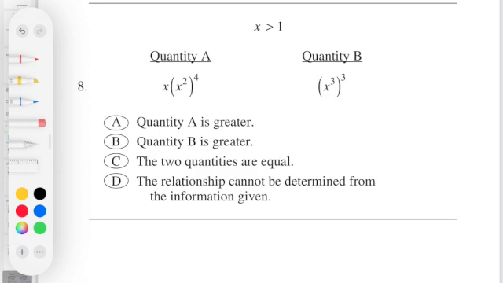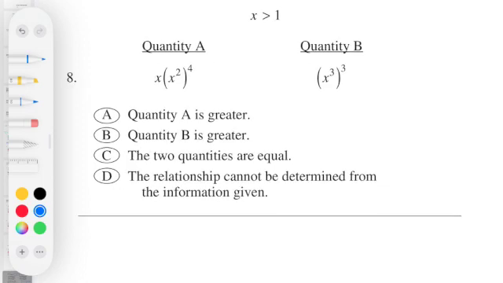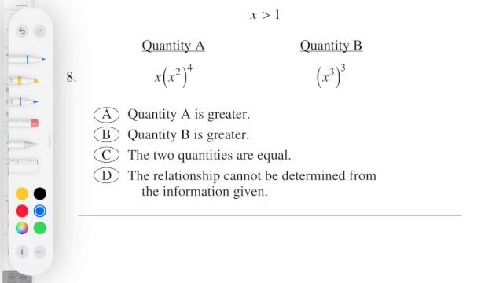X is greater than 1 is what we're told here, and we have quantity A, which is x times x squared to the 4th, versus quantity B, x cubed to the 3rd. So x times x squared to the 4th, let's simplify that. X squared to the 4th, we multiply when we're taking an exponent to an exponent, so it's x to the 8th. So we have x times x to the 8th. And when we multiply same base, different exponents, we add the exponents together. So that means this is x to the 9th. Quantity B, x to the 3rd to the 3rd, we multiply 3 times 3, so that's x to the 9th. That means these two quantities are equal.